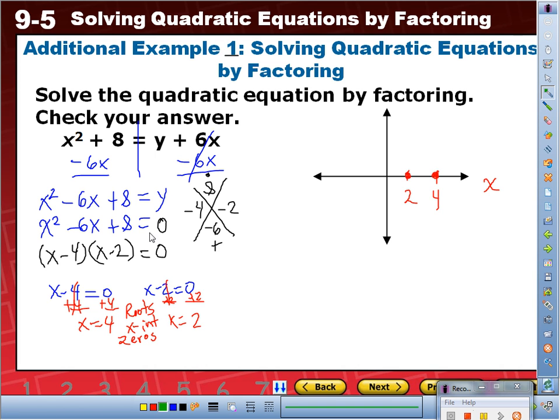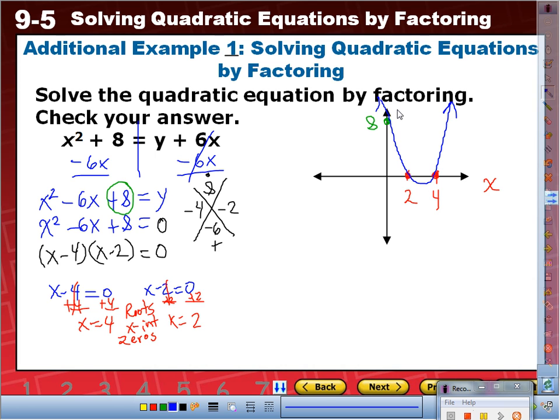What did we say our y-intercept was? 8. So that one we put right there. Now we can graph it. Copy that, please.